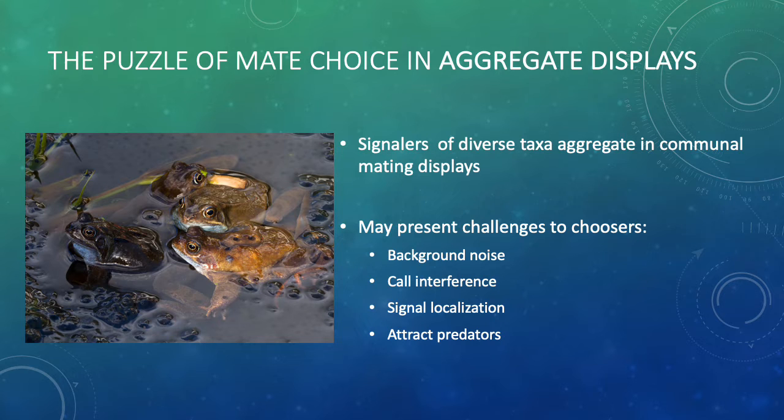Many species across the animal kingdom aggregate during their mating seasons in communal displays. This phenomenon is puzzling and interesting because it seems to present many challenges to the choosers, typically the females, who have to discriminate calls against background noise, discriminate features of calls that are interfering and overlapping with each other. They have to localize signals that could be quite spatially dense, and all of this might attract predators.